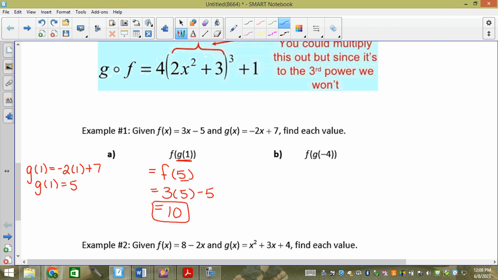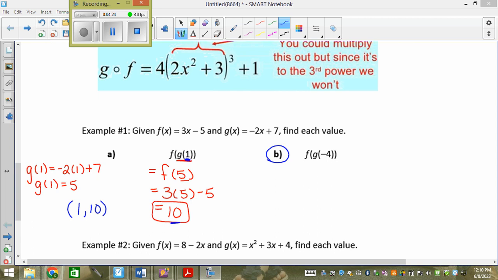So my answer is 10, but what did I just find? A coordinate on the graph of f of g of x, right? What's the coordinate at? What's my input? My original input is 1, and what's my output? 10. So my coordinate is at 1, 10. Now, is the answer 1, 10? No. I'm just proving to you that that's the point I'm getting. Okay? You guys try B.